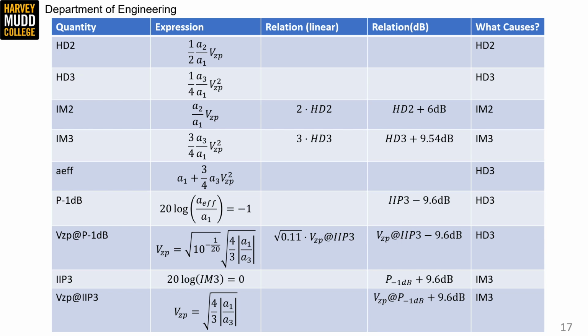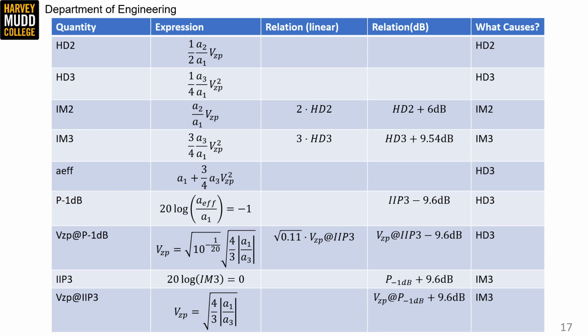The bottom half of the table has the most important relationship to remember from this video, which is that IIP3 is about 10 dB above P minus 1 dB. We can find that most easily by comparing the VZP at IIP3 to the VZP at P minus 1 dB. They're related by a factor of the square root of 10 to the minus 1 over 20, which turns out to be 9.6 decibels. Because decibels are always ratios of powers, we can also say that IIP3 and P minus 1 dB are related by 9.6 dB.